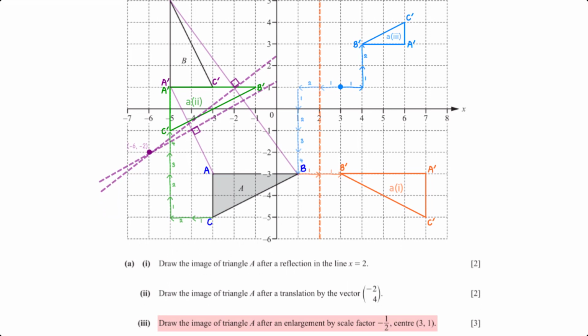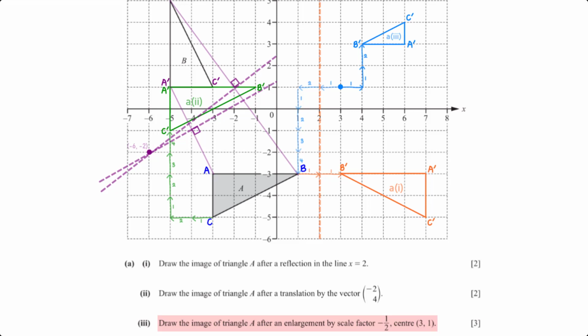Draw the image of triangle A after an enlargement by scale factor -half, center 3, 1. First, we need to mark the center of enlargement. Then we need to move each vertex on triangle A such that we are able to reproduce the enlarged image of the triangle. Let's pick point B.